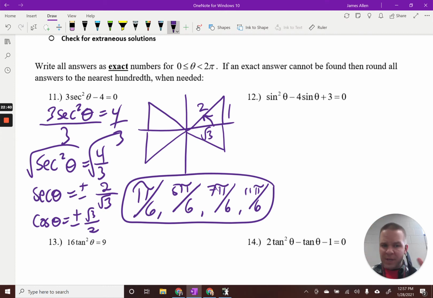If you don't remember your unit circle very well, I would definitely refresh that, especially when you're talking about your radians and how you're going to work your way around the unit circle. You could have also thought of it as pi minus pi over 6, pi plus pi over 6 to get the 5 pi and the 7 pi over 6 respectively.